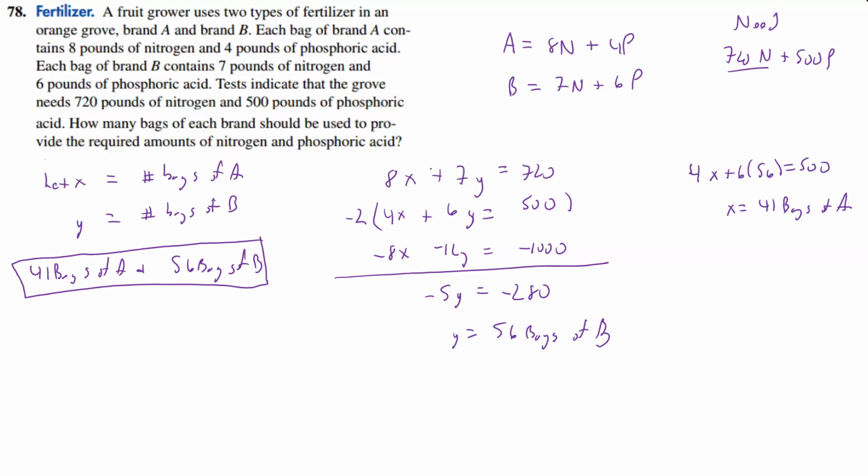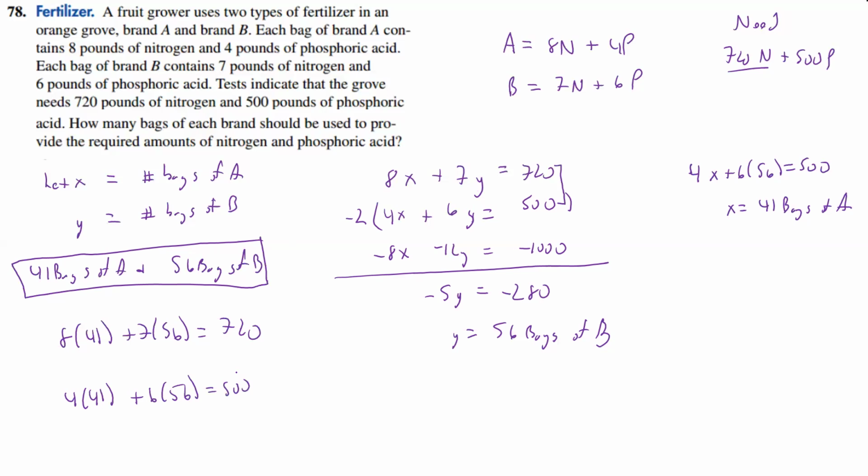Now we're going to plug that into our calculator to check. We have 8 times 41 plus 7 times 56, and that's supposed to be 720. And then we also have 4 times 41 plus 6 times 56, which should equal 500. We always want to go back to your original two equations. Don't use one where you've done any calculations. Go to your original two.